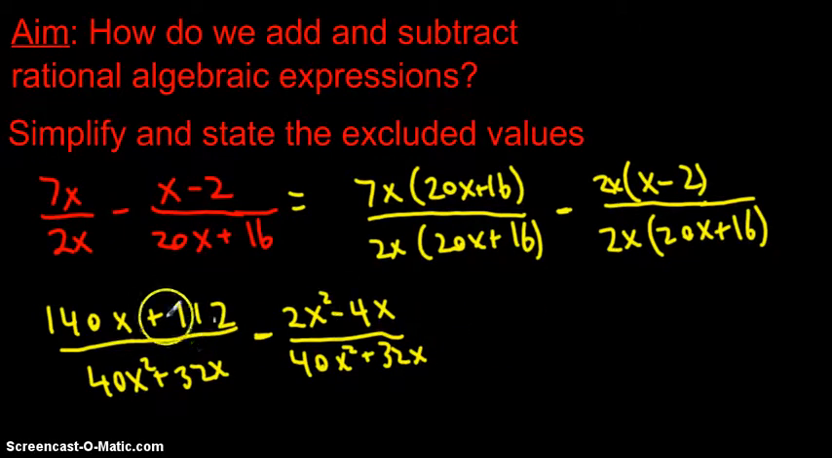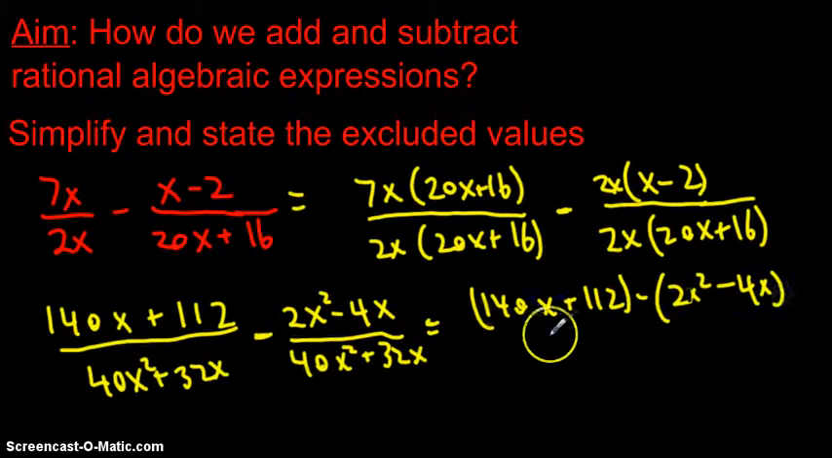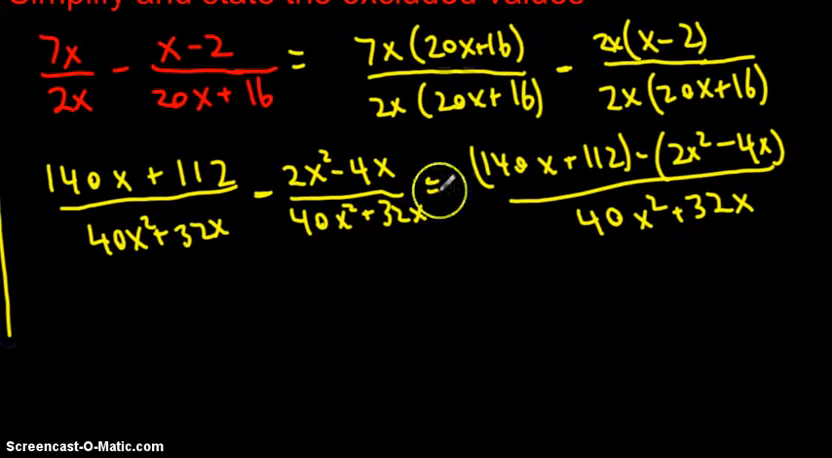Alright, so now we can write this minus this over a common denominator. So that is 140x plus 112 minus 2x squared minus 4x. All of this is over 40x squared plus 32x. Alright, so I'm going to scroll down a little for more room, and we'll continue the problem right here.